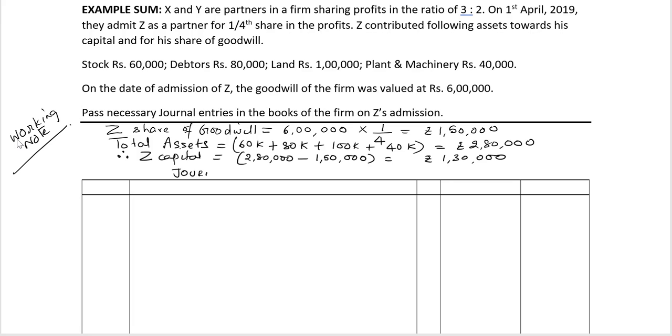So let's solve the problem. Solution. Date, particulars, LF number, debit rupees, and credit rupees. The date of admission of Z is 1st April 2019.